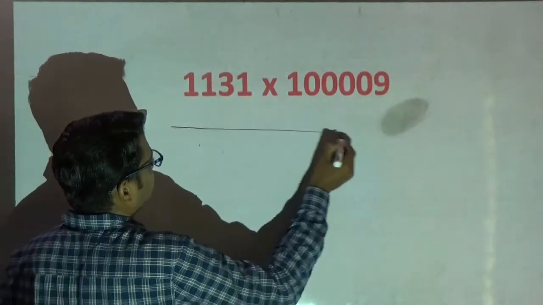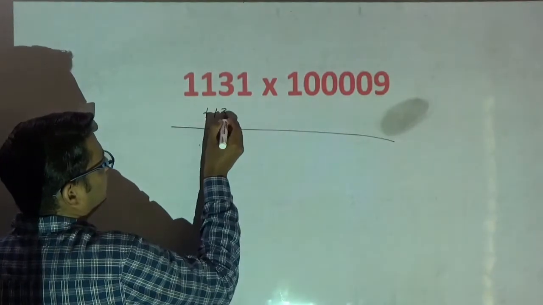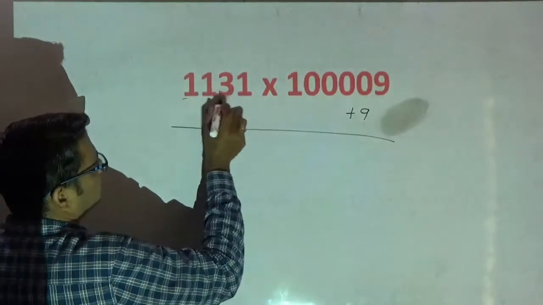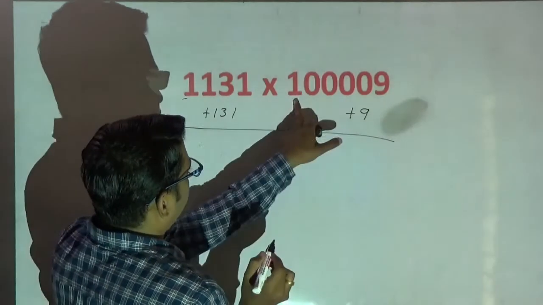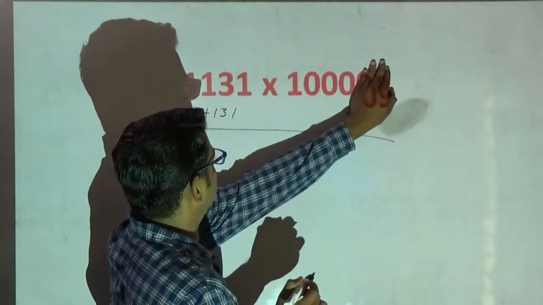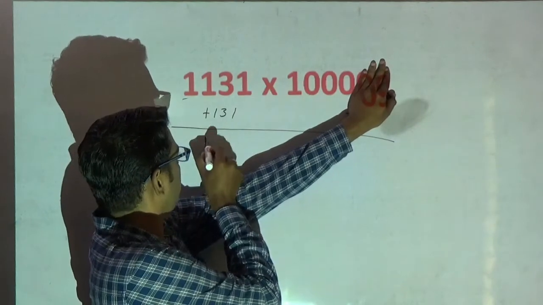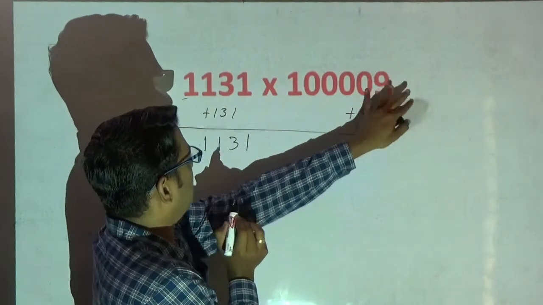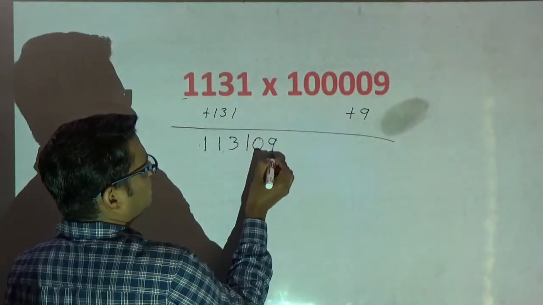So this number is above 1000 by 131. This is above by plus 9. Count how many digits? 4 digits. You should consider only 4 digits. 1, 2, 3, 4. Ignore this now. So it will become 1, 1, 3, 1. And the remaining digits you write as it is.